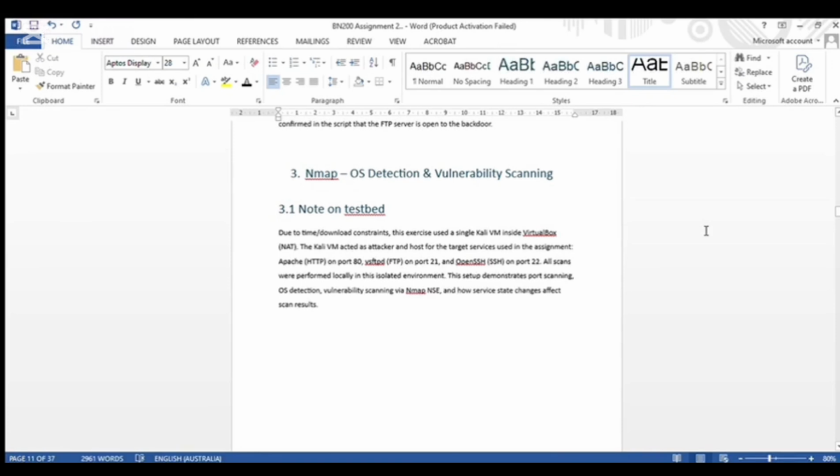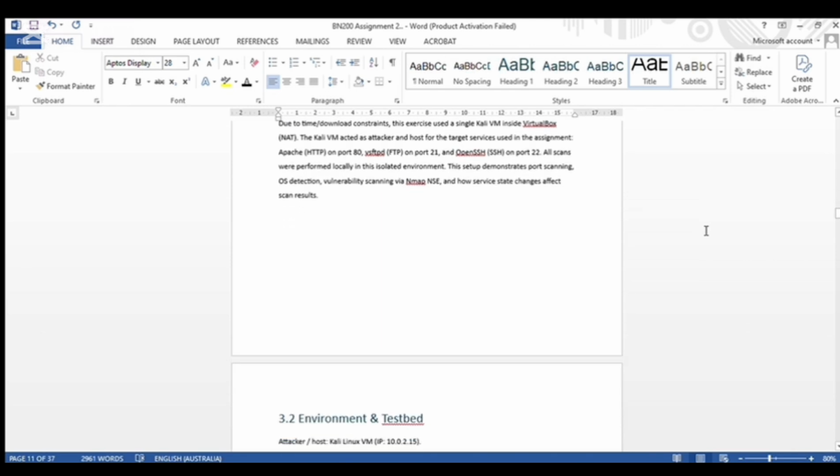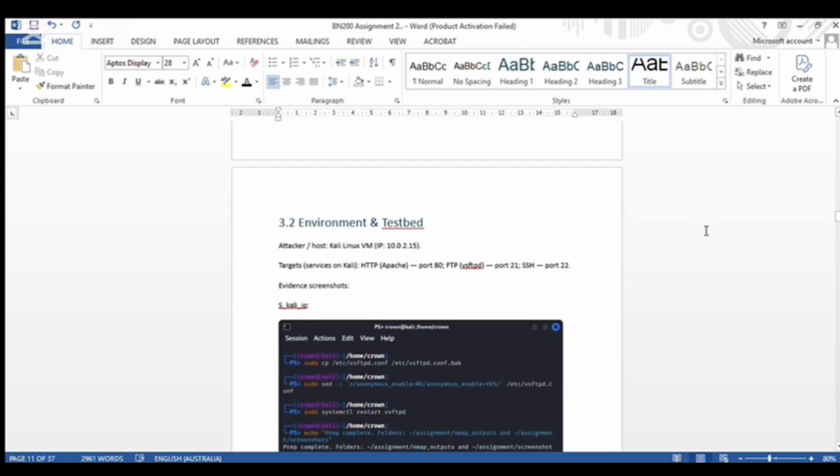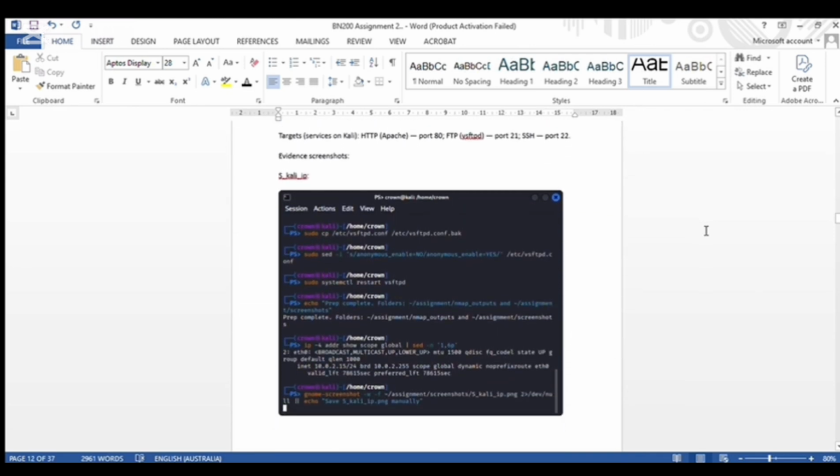Hello, my name is Bhavana Kafle. This is my demonstration for BN200 Network Security Fundamentals Assignment 2. I'll be showing how I use Nmap to scan ports, detect the operating system, and identify vulnerabilities in a safe test environment. First, here is my Kali Linux virtual machine.